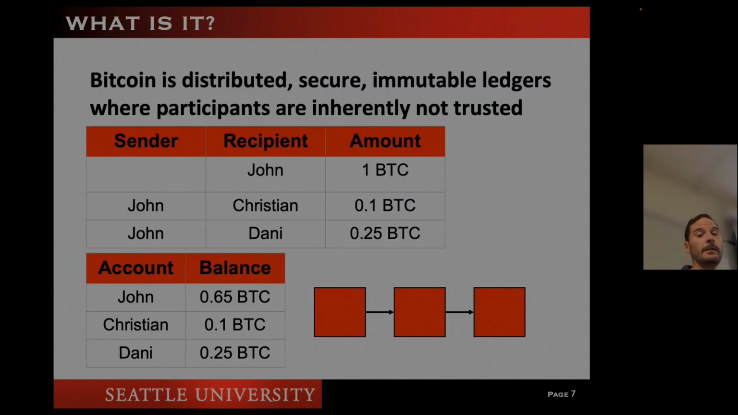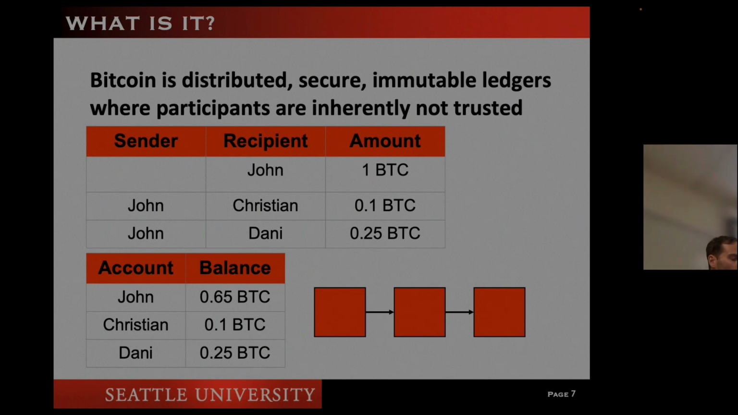Now, what is it? So Bitcoin is a distributed, secure, immutable ledger where participants are inherently not trusted. And what is a ledger? A ledger is essentially just a list of transactions where there's a sender and a recipient and an amount. So in this example that I have here, we have John that somehow obtained 1 Bitcoin. We'll talk about how John did that in a second. And then John sends Christian 0.1 Bitcoin, and John sends Danny a quarter Bitcoin. And that's what you would see on the blockchain.